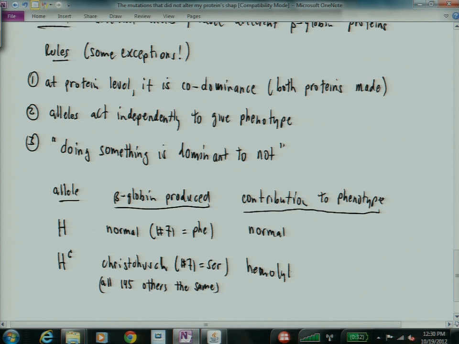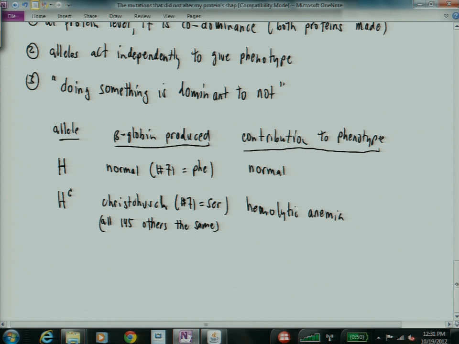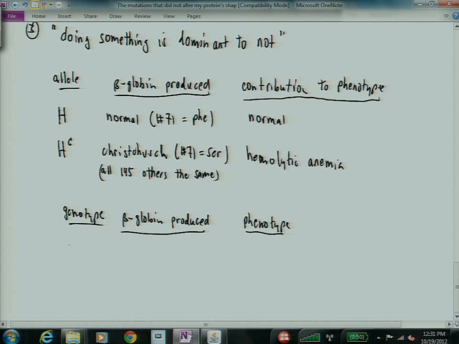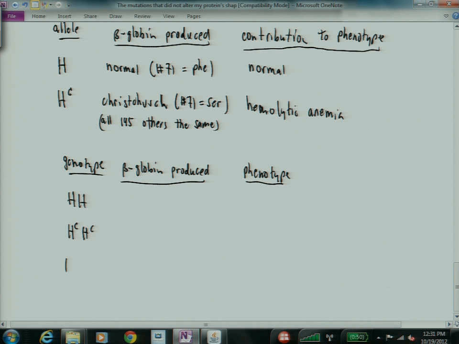So what I want to do, I'm deliberately leaving out dominant and recessive because we're going to figure that out piece by piece. Genotype, beta globin produced, and phenotype. And so there are the usual three genotypes: big H big H, big H big C, and then the really important one, big C big C. All right.